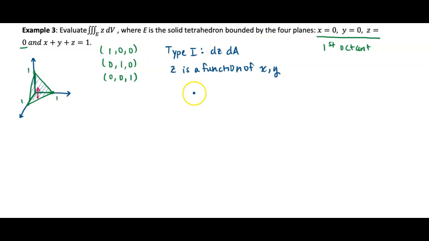So if z is a function of x and y, then I can say that z goes from 0 to this plane. I can write this plane z equals 1 minus x minus y. So my z goes from 0 to 1 minus x minus y. So these are my z bounds. Now to find my x and y bounds, I'm going to want to use the projections on the x and y plane.